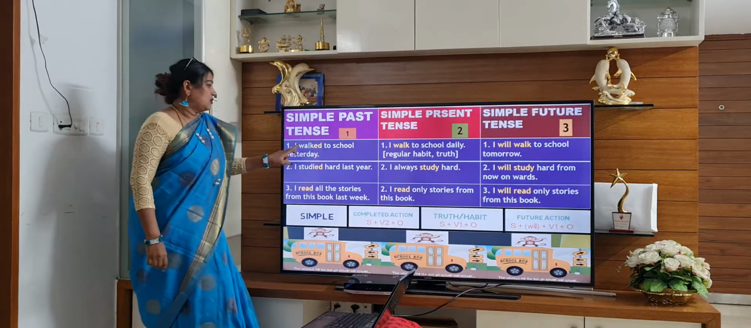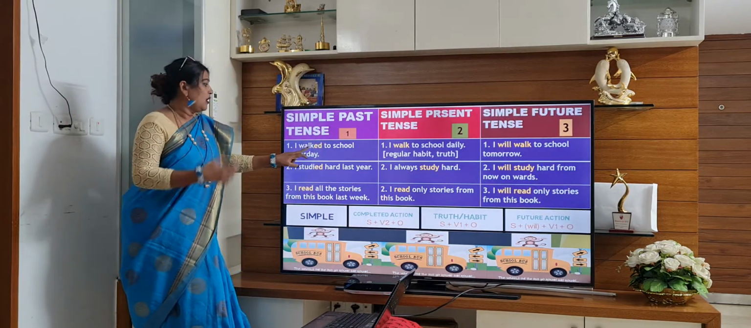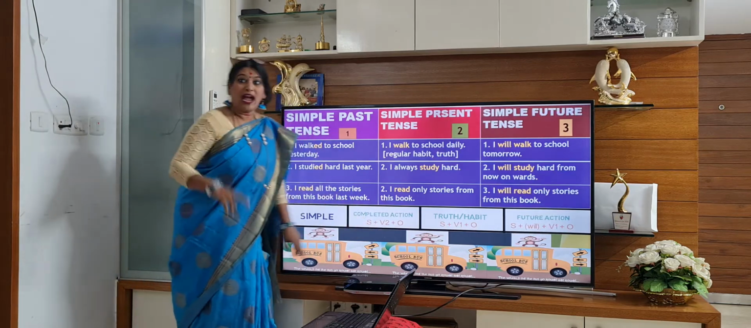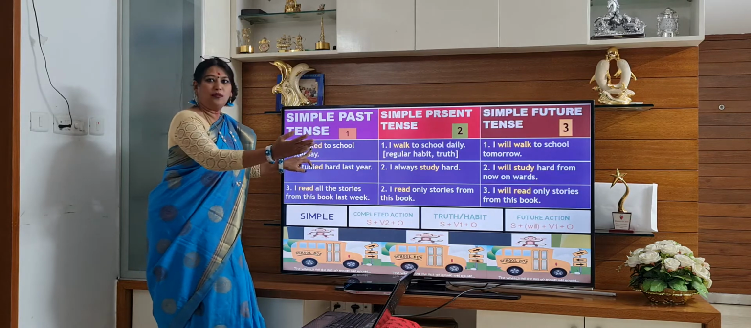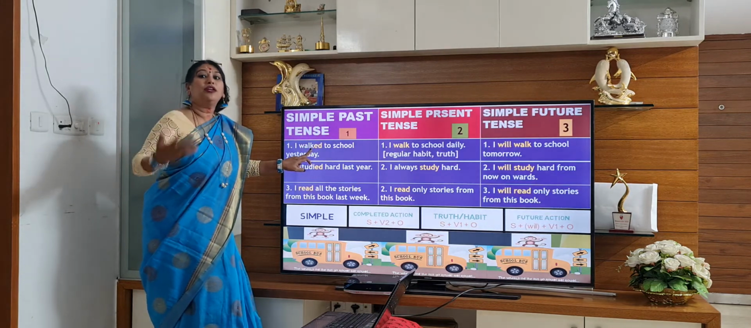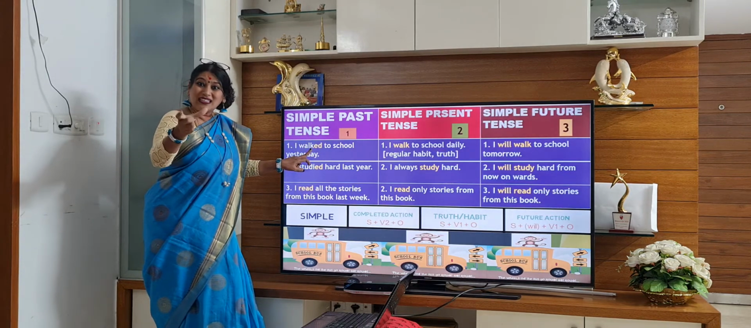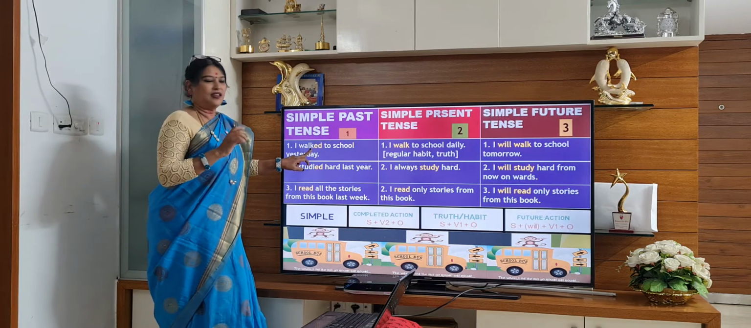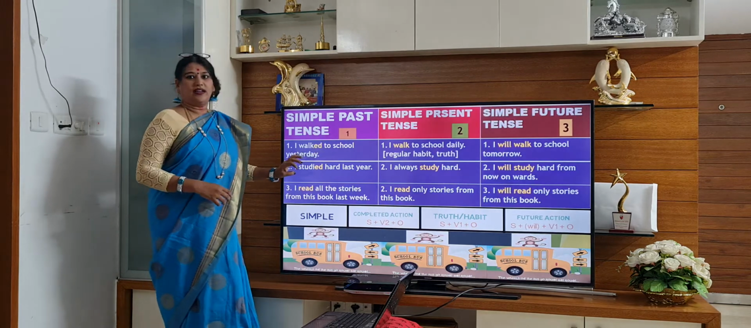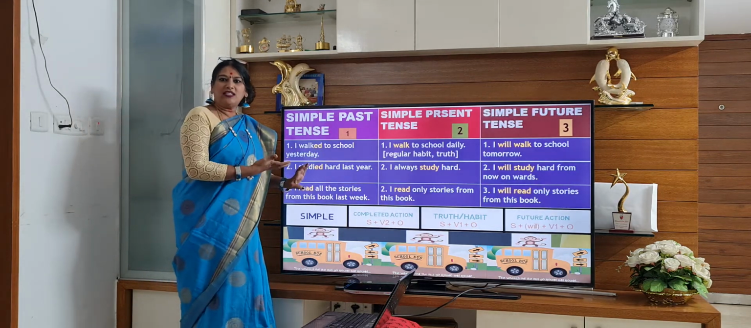What does it say? Subject plus? Subject is what? I. V2 is what? Action verb of second form. That is walked. And object. Object is the rest part, what you're coming to say. What is the rest attachment towards the sentence? You attach that as it is. That's it. To school yesterday. Attach it means complete the sentence.